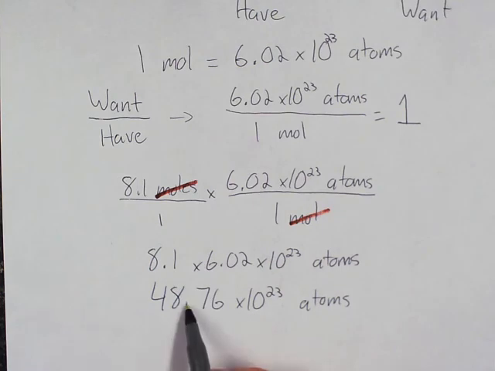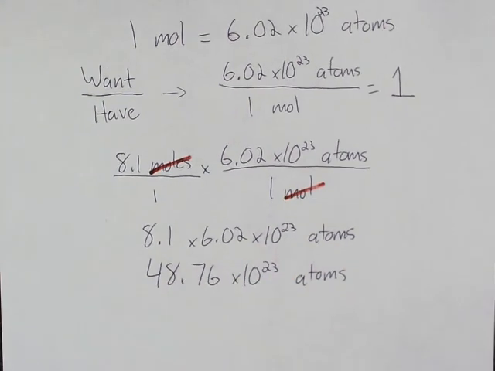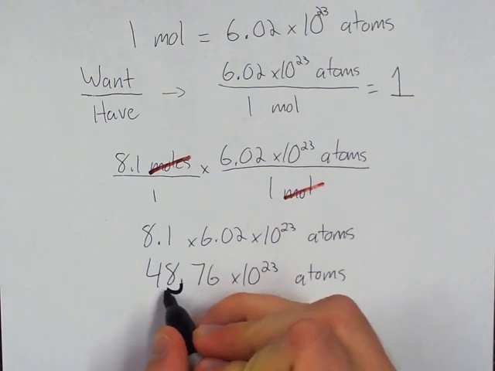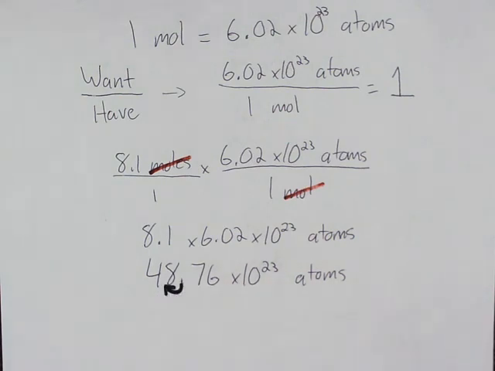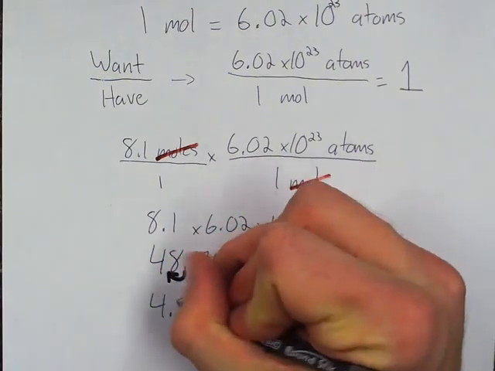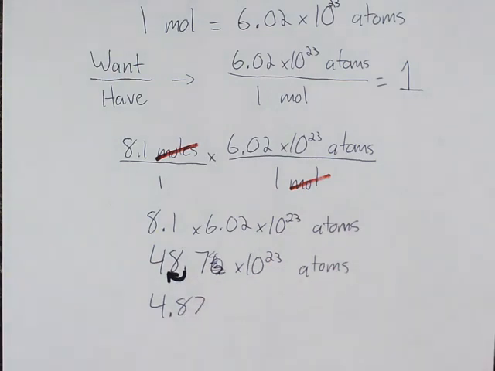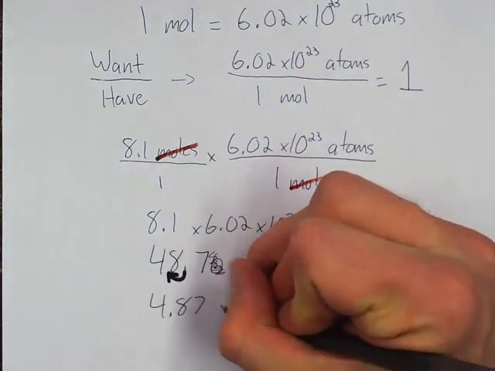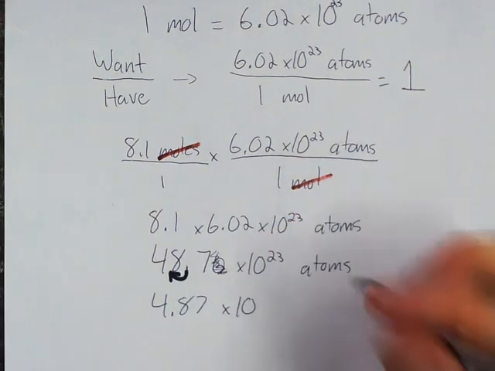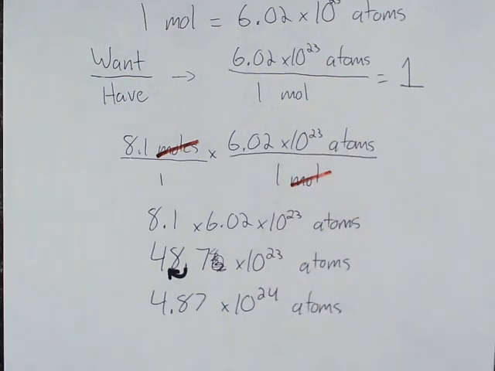Remember, correct scientific notation only has one digit to the left of the decimal. Here, we've got 2 digits to the left of the decimal. So as we talked about in class, what we want to do is move this decimal over to its proper spot. We want to move it over to only have one digit to the left, and we'll rewrite this as 4.87. We'll drop this 6. If you want to round that up to 4.88, that's fine. I won't be a stickler about that. But now we have times 10, and our exponent now becomes 10 to the 24th atoms.